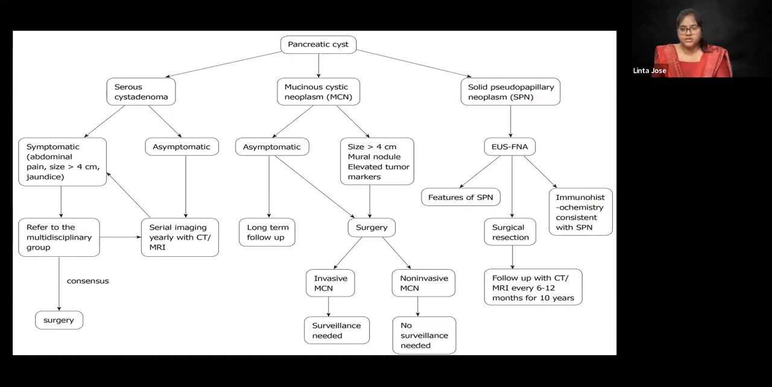And if there is a doubt, they can go ahead with surgery. But these are the cases of symptomatic. Asymptomatic, they can be followed up for a period with serial imaging with CT as well as MRI. And mucinous cystic neoplasm, if it is asymptomatic, like in the case of serous, it can be followed up with CT or MRI evaluation. However, if the size of the lesion is more than 4 centimeter, it has to undergo surgery.